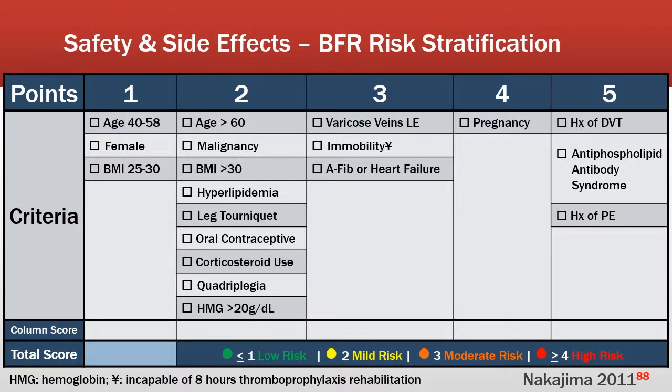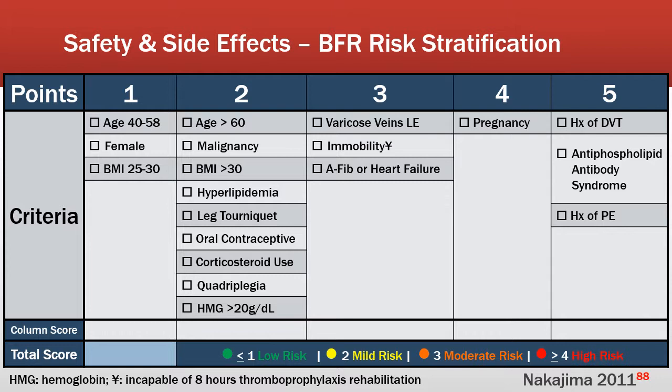Okay, so this was the point scale or criteria that Nakajima then took that information and succinctly created. So you have the points across the top, 1, 2, 3, 4, all the way up to 5. You have the criteria, you have the column score shown, and you have the total score. This was modified from his paper, so I kind of created it and succinctly put it into a single slide for you for your convenience.